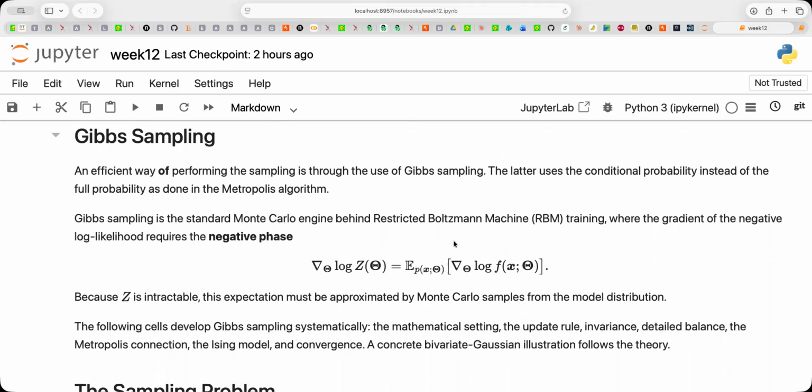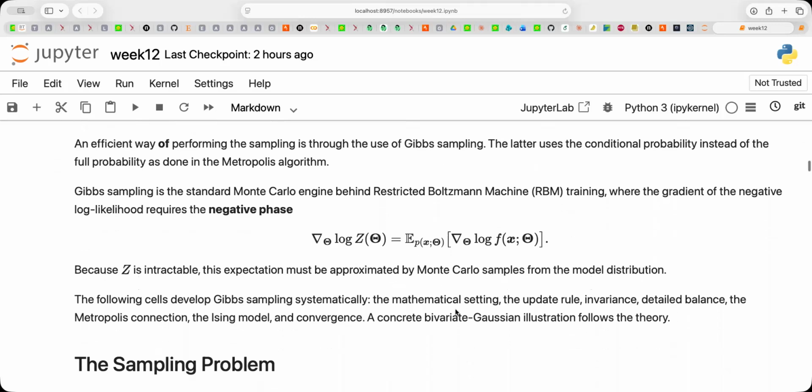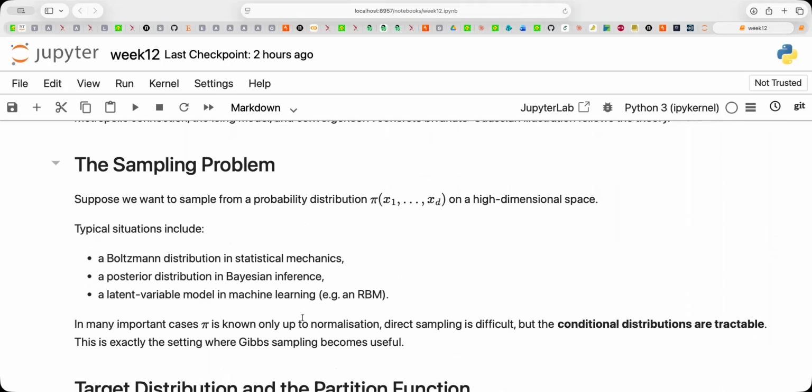If you now look at the Boltzmann machine, the way we phrased it before the break and last week, this is the equation we need to evaluate, where we have this probability distribution. Because this quantity here is intractable, this expectation is normally approximated by Monte Carlo sampling from the model distribution. So if you look at the sampling problem, suppose this is a distribution in a generally high dimensional space. And this is a problem with the Metropolis algorithm, that you need to sample from a high dimensional space directly.